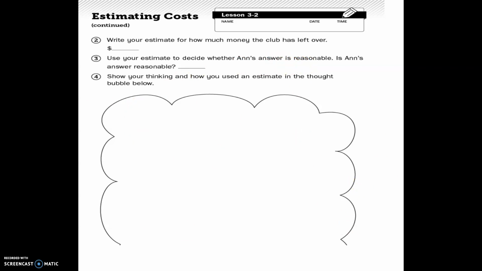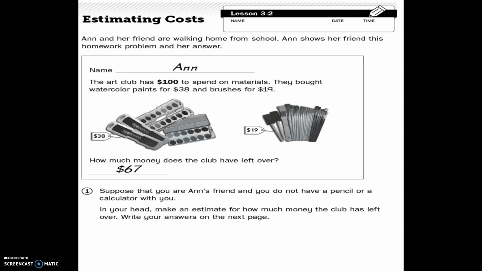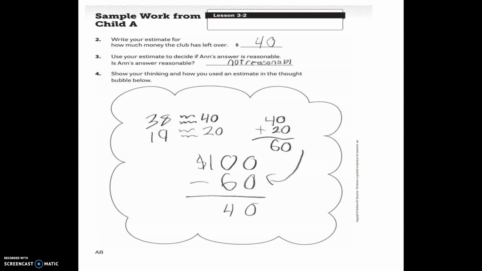What I'm going to show you are some other people's solutions. Here we go. So this child, child A, wrote that their estimate for how much the club had left over was $40. She said that Anne's answer was not reasonable because we knew that Anne is saying they had $67 left. So let's see how this student worked it out, because you're supposed to show your thinking.